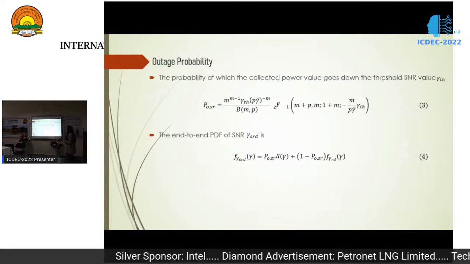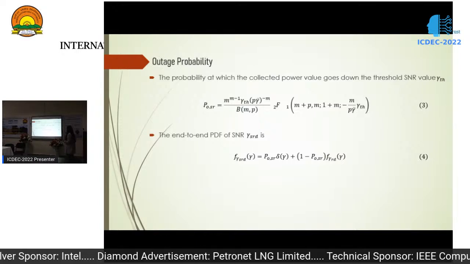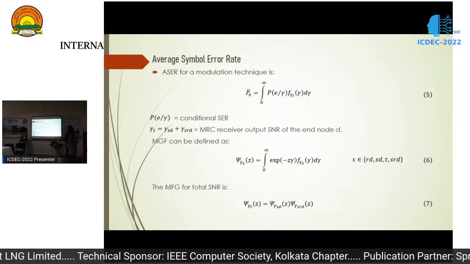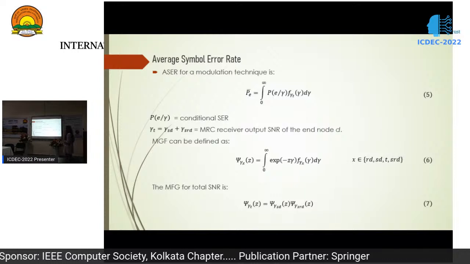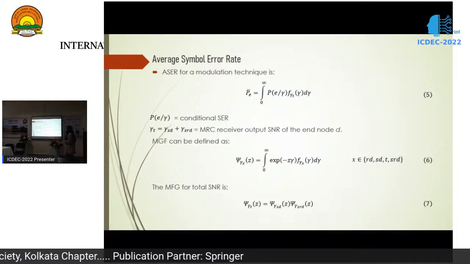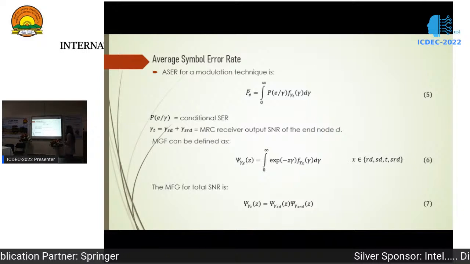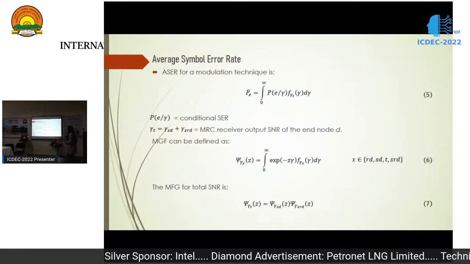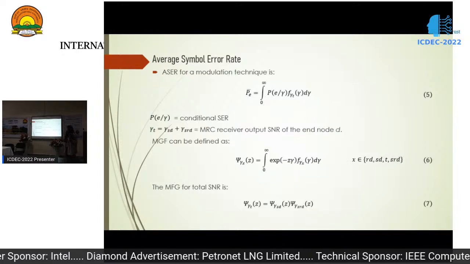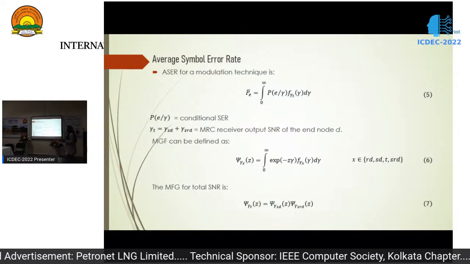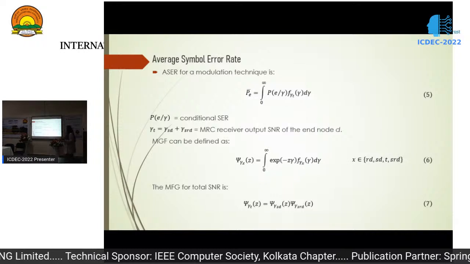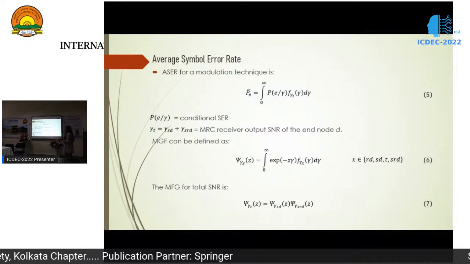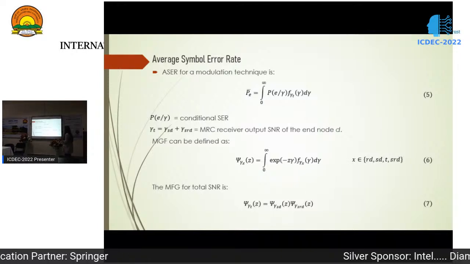Then, adding this outage probability into our end-to-end SNR, gamma SRD, we get the end-to-end PDF. One of the performance analyses we have used here is the average symbol error rate, ASER, given in equation number 5. It contains the conditional SER along with gamma T being the total MRC receiver output SNR at the destination, which includes both the SNR from the source to the destination as well as the SNR from the source via the relay to the destination. One technique we have used here is the moment generating function, given in equation number 6, and adding that MGF into our total SNR, we get equation number 7.